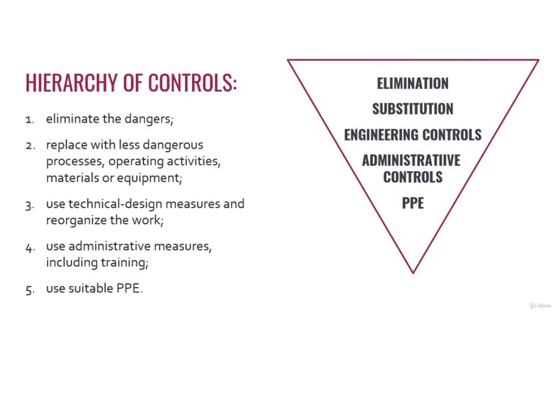The so-called hierarchy of controls is made of these steps. Elimination: eliminate the dangers. Substitution: replace with less dangerous processes, operating activities, materials, or equipment. Engineering controls: use technical design measures and reorganize the work. Administrative controls: use organizational measures, including training. PPE: use suitable PPE. Think of it as a reverse pyramid. What lies at the top is more important, and therefore has to be done or evaluated before. And what stands at the bottom is less critical, and has to be done only as a last resort.